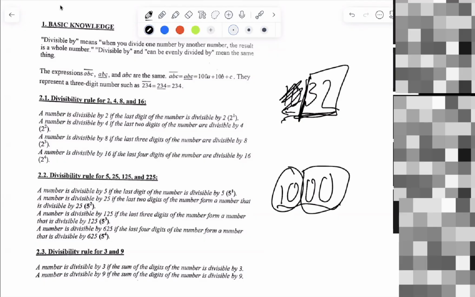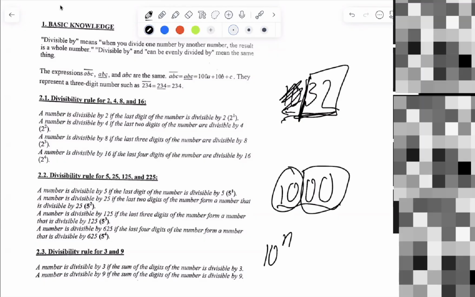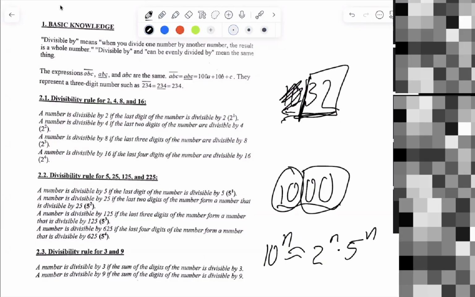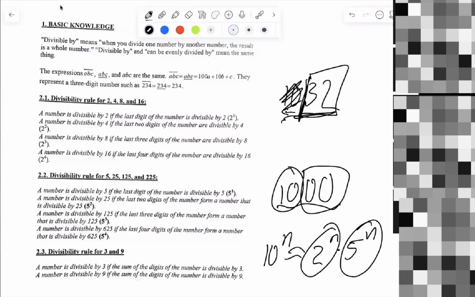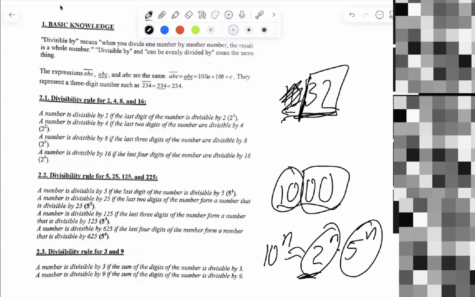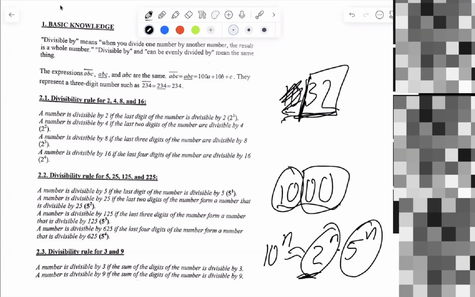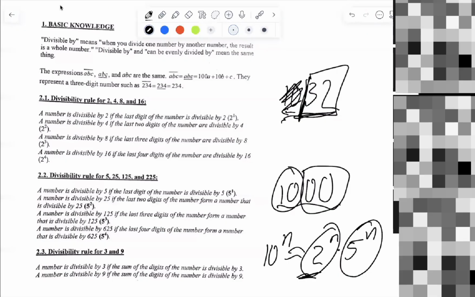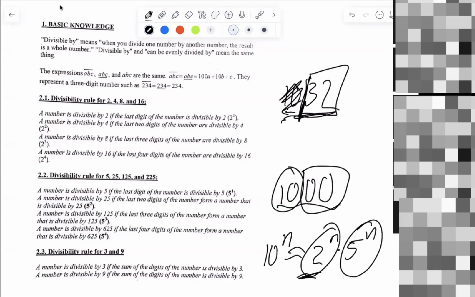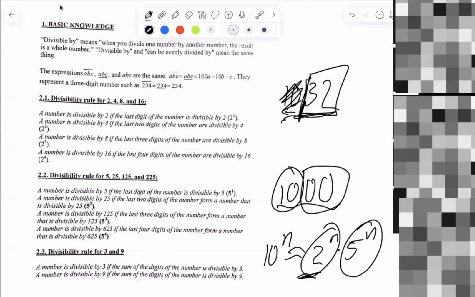Why is that? Since any power of 10, say 10 to the n, can be written as 2 to the n times 5 to the n. And that's where the last n digits come from. Right? For 5, it's the exact same thing. If the number is divisible by 5, then the last digit is 5, 25, 125, and 625.